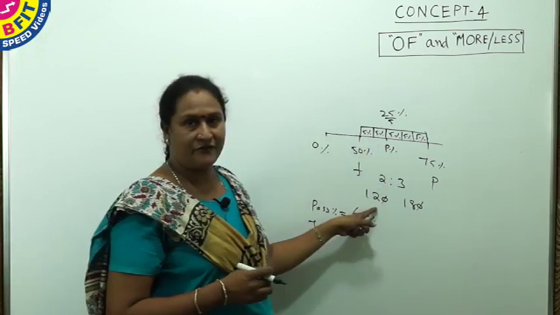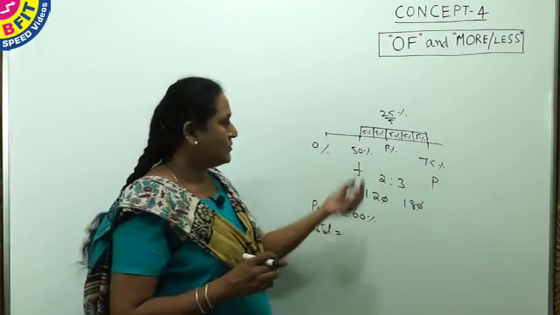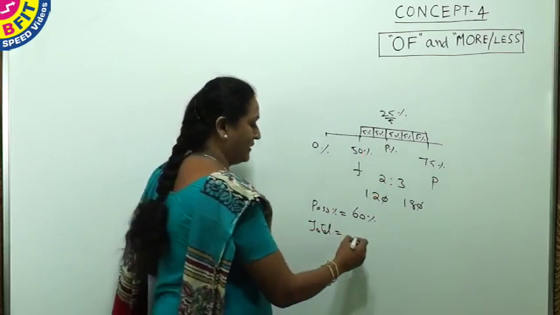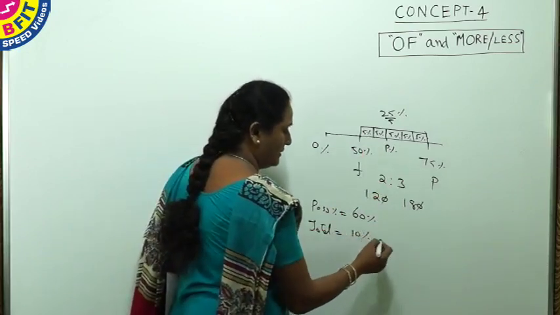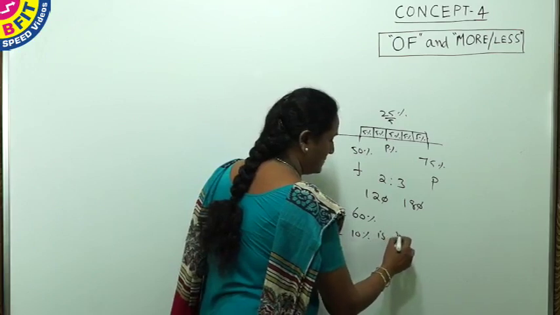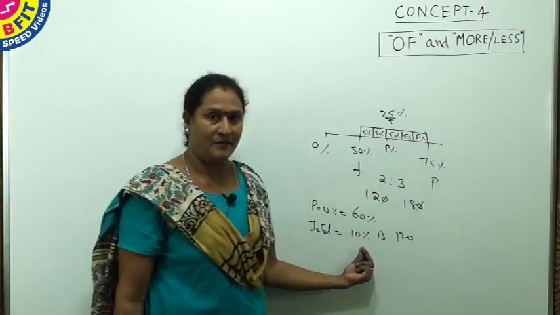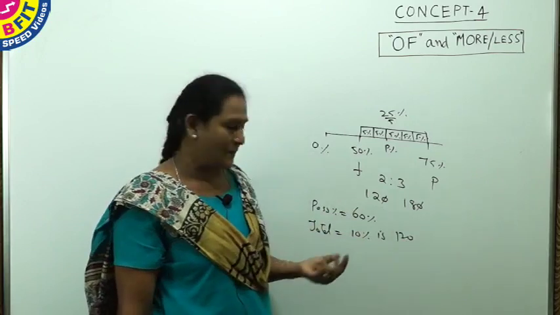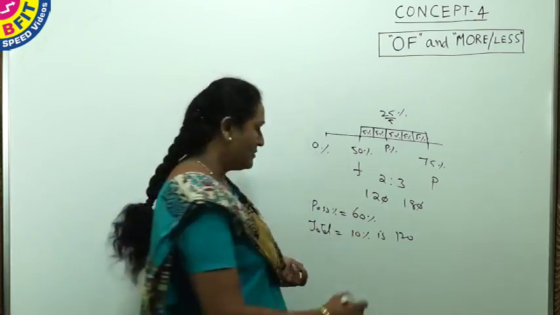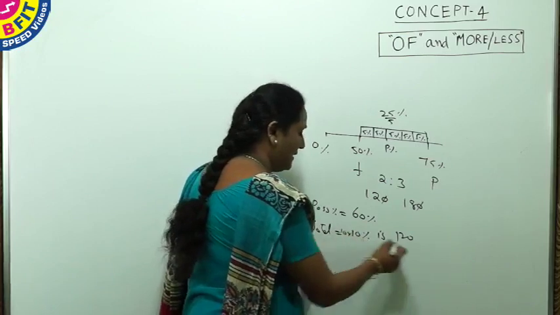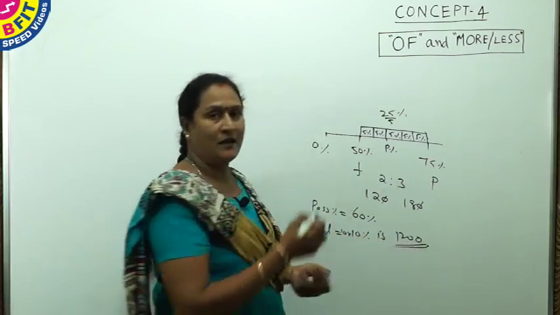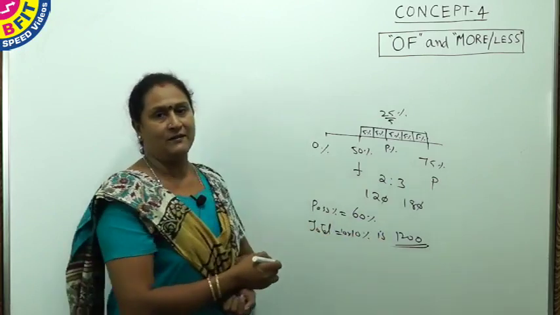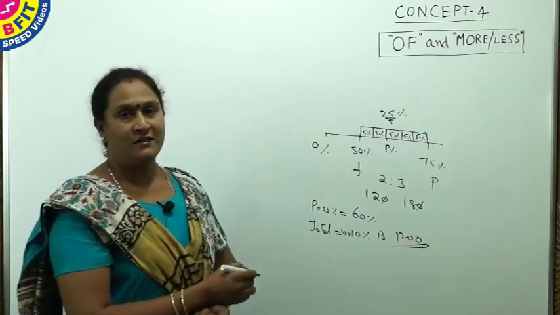By how many marks did he fail? 120 marks. So 10% is 120. So what is the total marks? To find the total, we have got the detail. 10% is 120. He failed by 10% and he failed by 120 marks. So what will be 100%? 10 is a factor of 100. Multiplying by 10 on either side, we get total marks as 1200. So total marks here is 1200. So we'll see another example.